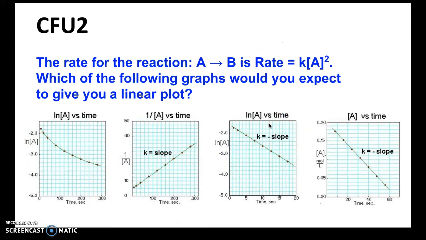Okay, so here, let's try CFU 2. The rate for the reaction A to B is rate equals k times the concentration of A to the second power. So that means it's second order. Which of the following graphs would you expect to give you a linear plot? Natural log versus time, 1 over concentration versus time, and natural log versus time, and this time with a negative slope, and then A versus time. In the first case, you had a curved slope. So which one of these graphs would match this rate law?